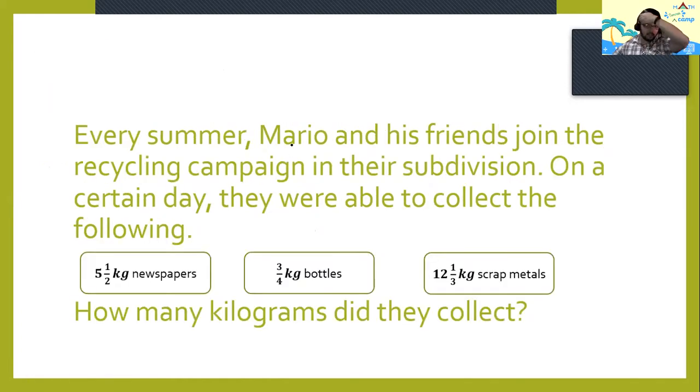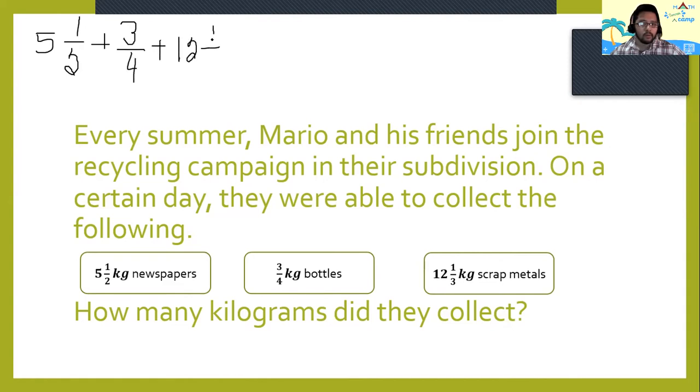Ito naman, a little more difficult. Every summer, Mario and his friends joined the recycling campaign in their subdivision. On a certain day, they were able to collect the following: 5 1/2 kilograms of newspapers, 3/4 kilogram of bottles, 12 1/3 kilograms of scrap metals. Sige, so i-add natin siya ha. So I'll add it here: 5 1/2, 3/4, and 12 1/3. Okay. Ang first na gagawin natin, turn your mixed fractions into improper fractions first.